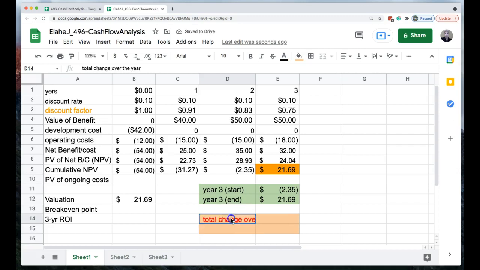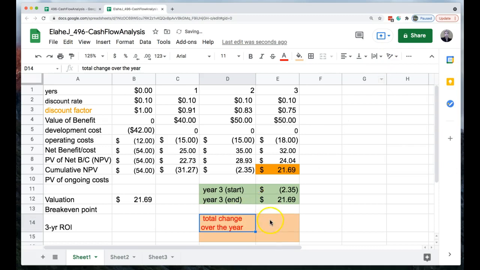is, let me just send this over to the next line so you see it. Total change is the difference between these two numbers, which is actually your NPV for year 3. So that's the difference. You get this number, you add this number to it, you get this. So total change over the year is this number, and then you want to know when you hit 0.